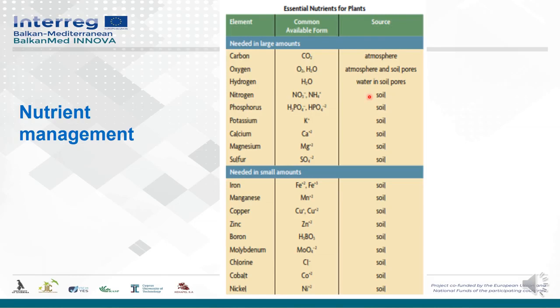Nitrogen is in the form of nitrates and ammonium, which is found in the soil. Phosphorus is in the soil, potassium the same, calcium, magnesium, and sulfur. Then, in smaller quantities, we have iron, manganese, copper, zinc, boron, molybdenum, chlorine, cobalt, and nickel. You can consult this table and try to memorize or understand better, downloading it in the form of a Word file, which is in a repository of files.